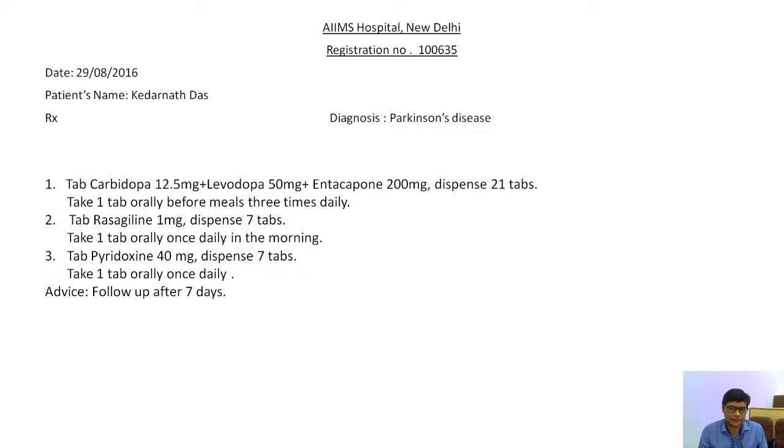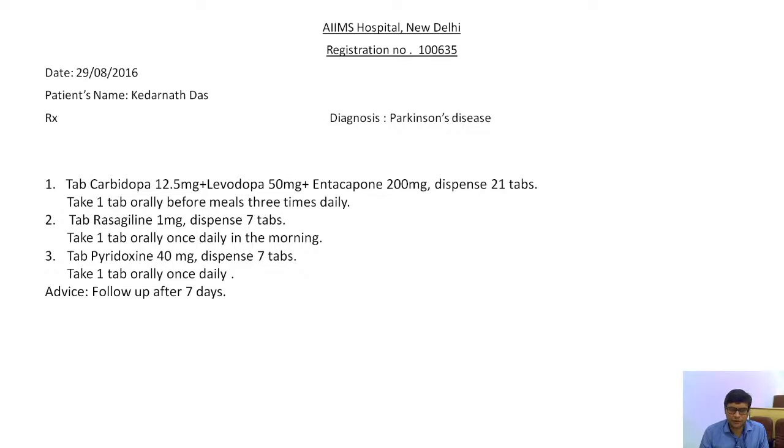So like in this case, Parkinson's disease is the diagnosis, patient name is written, patient details can be further elaborated, doctor's details are missing, signature is missing, so these are all related to the format of the prescription, which is erroneous in this particular case. Now coming to the drug part, the patient was given carbidopa, levodopa, entacapone. For 21 days it has been given, for 7 days it has been given, since the dosage is thrice daily. Rasagiline is given once daily in the morning, pyridoxine 40 mg, 1 tablet orally once daily.